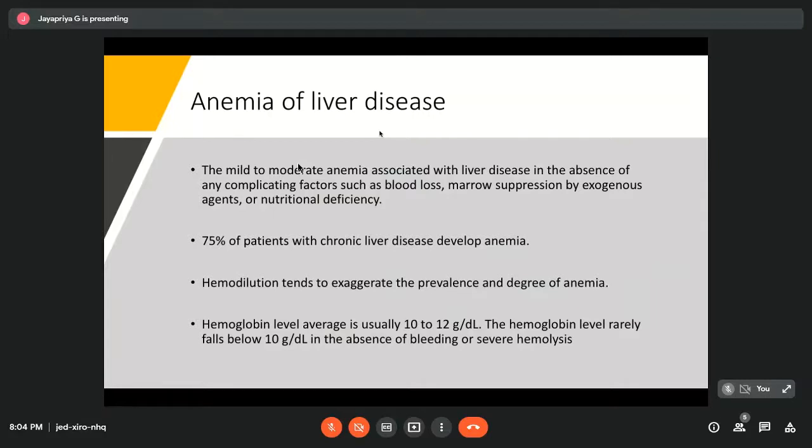And around 75% of patients with liver disease will eventually develop anemia. And one other factor in chronic liver disease is the hemodilution that is present in the patients, and that will actually exaggerate the degree and prevalence of anemia. And the hemoglobin levels will usually be maintained between 10 and 12 gram per deciliter. So whenever in a patient with liver disease there is a drastic fall in hemoglobin levels below 10 gram, we should always search for other causes of anemia.